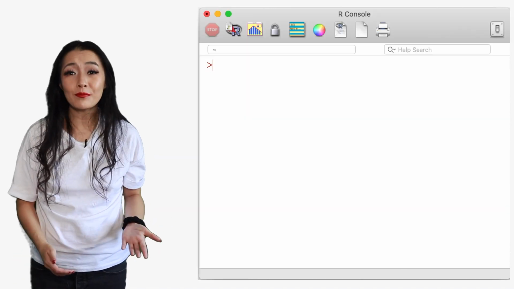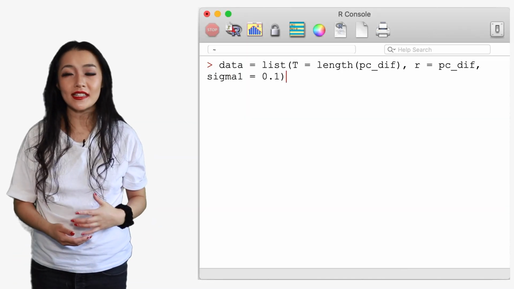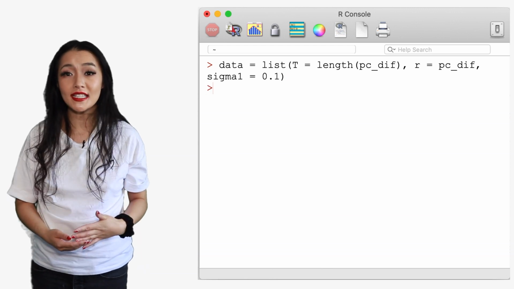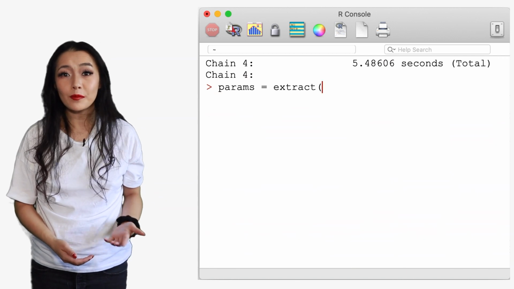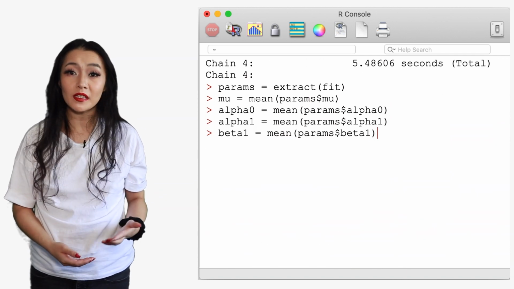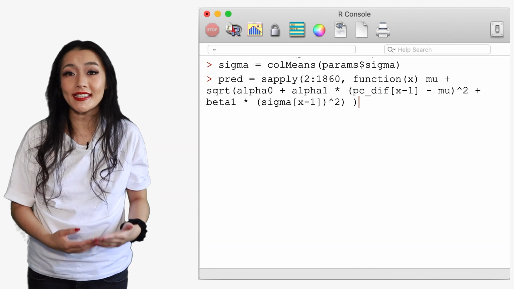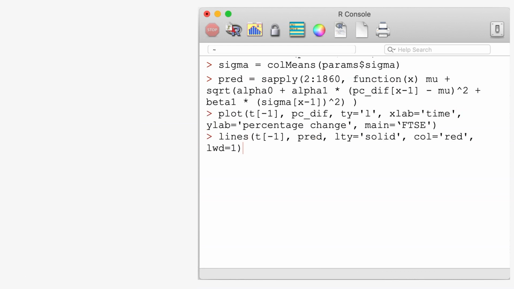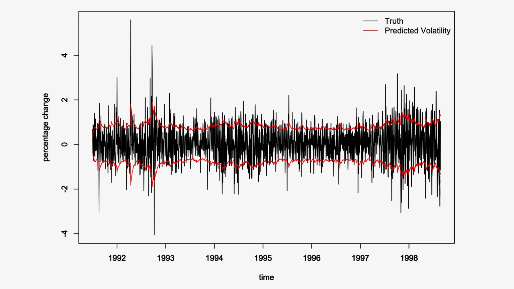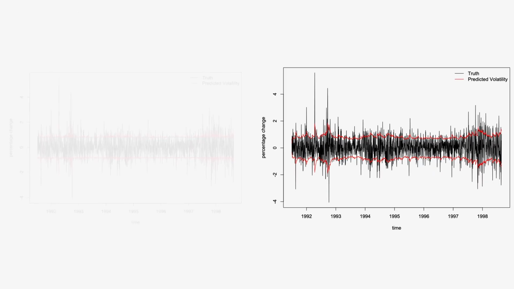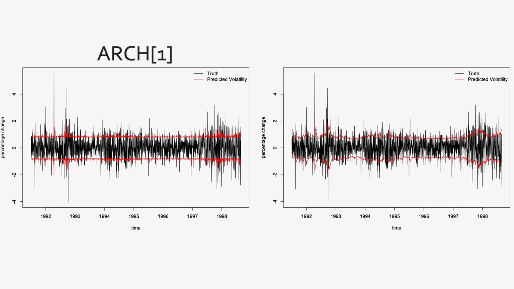Again, we format the input data as a list, not forgetting to set an arbitrary value of the first volatility, and fit the model with Stan. We again extract the parameters and use them to make the predictions to plot over the market data. Here we see that again, we get a really nice correlation with the percentage changes. But compared with the ARCH model, the predicted volatility is now much smoother and closer matching to the data.